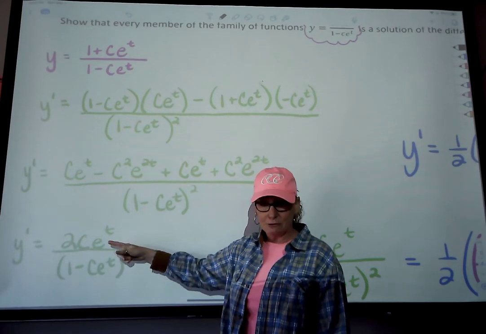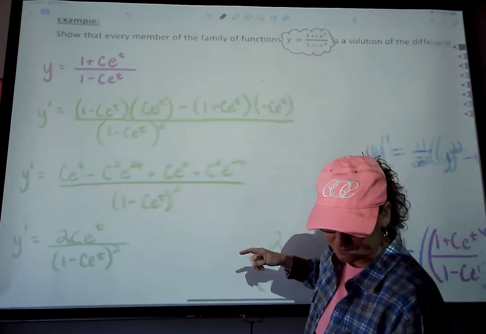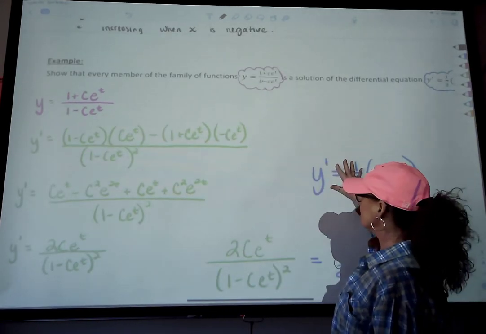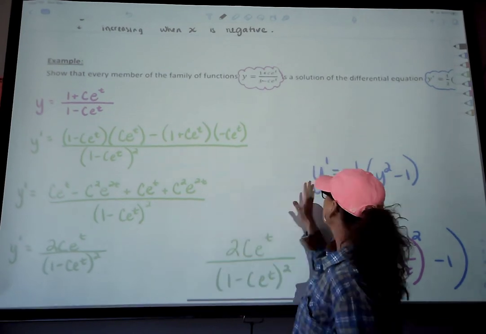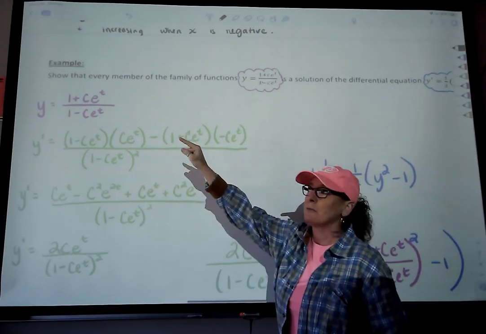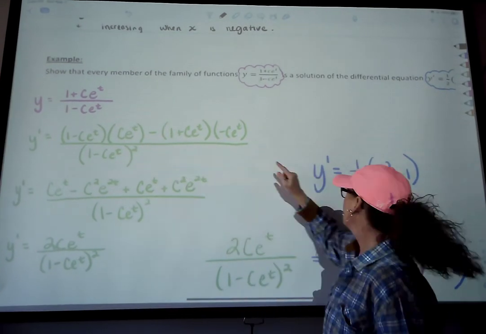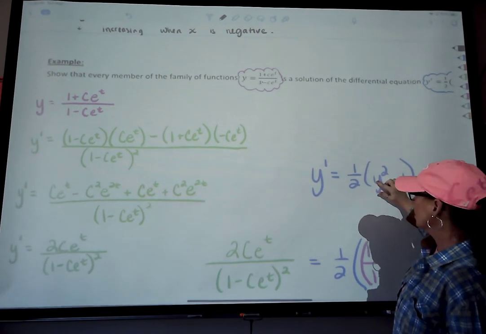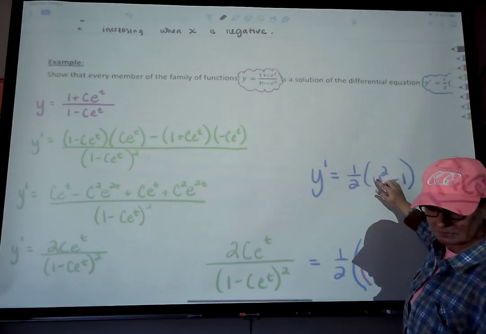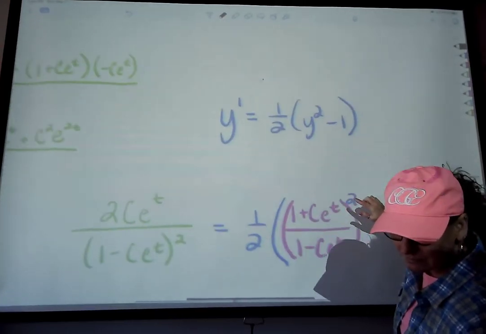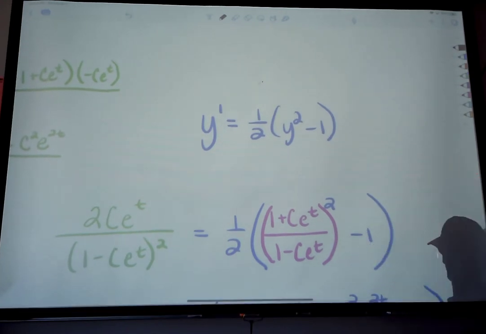Now I'm going to go to my differential equation. I'm going to put my green derivative right here, and I'm going to put my original pink function right here. There's what that looks like.